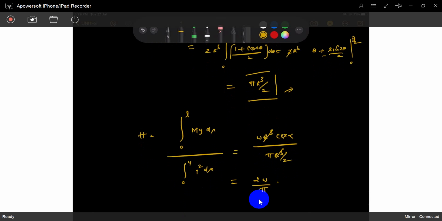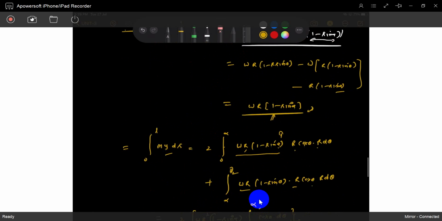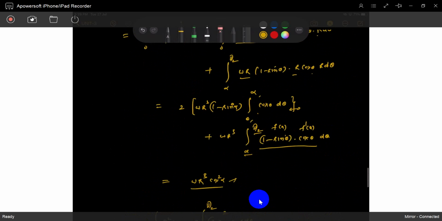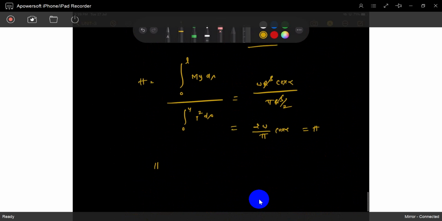2w by pi cos alpha, that is h. But when is that h? H is when the load w is applied on both sides. But if it is applied on only a single side, what will we get? This h will be w by pi cos alpha. That's it.